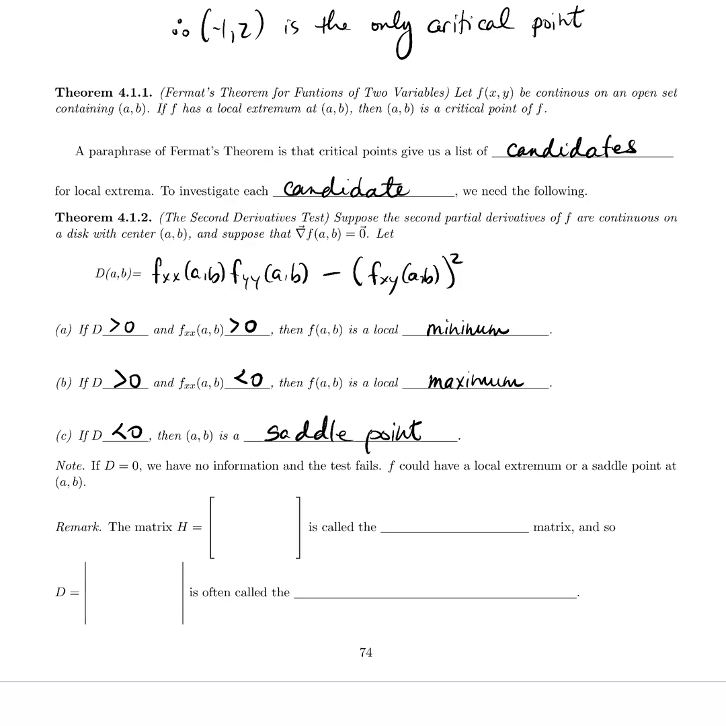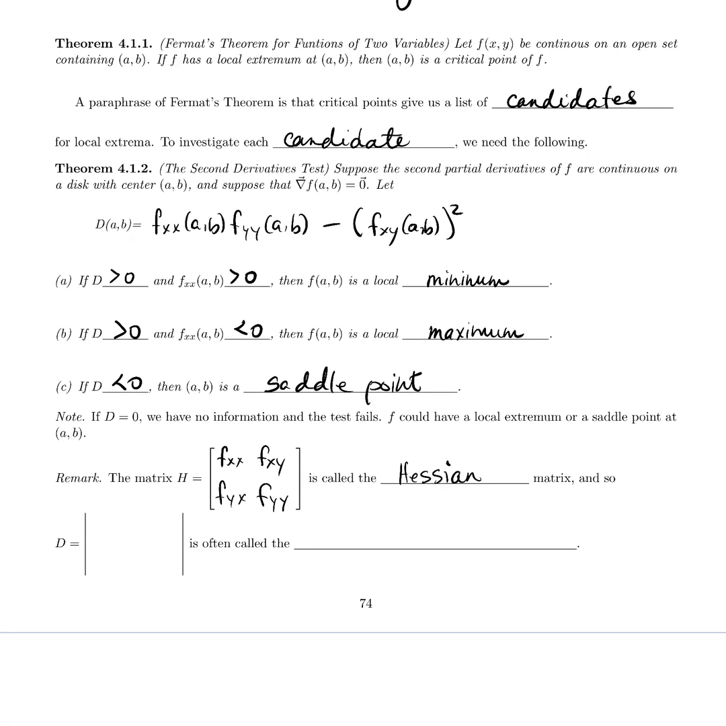A little remark, H, which is the matrix of second partials, so f sub xx, f sub xy, f sub yx, and f sub yy, is called the Hessian matrix. What does that have to do with anything? Well, D just so happens to be the determinant of this matrix.